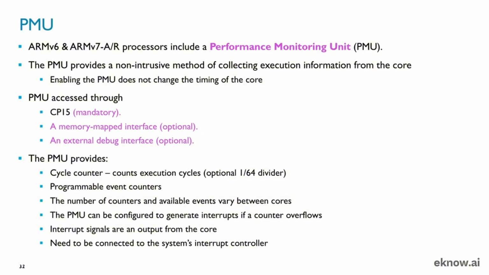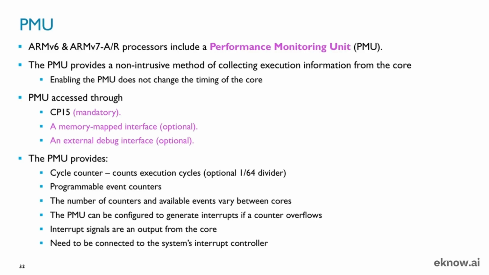So, how do we actually use this PMU? The slide lists 3 ways to access it. The primary and mandatory way is through CP15, the System Control Coprocessor we discussed earlier. You use special instructions to read from and write to the PMU's registers via CP15 to configure it and get the results. There are also two optional methods: a memory-mapped interface, where the PMU registers appear at specific memory addresses, and an external debug interface, which might be used by hardware debugging tools.